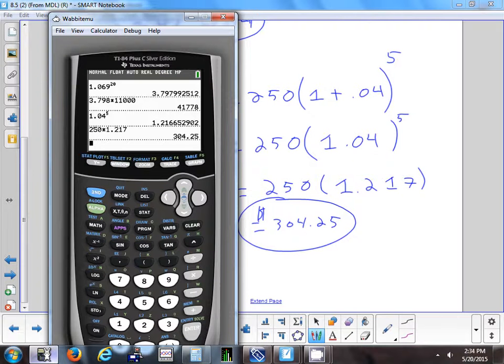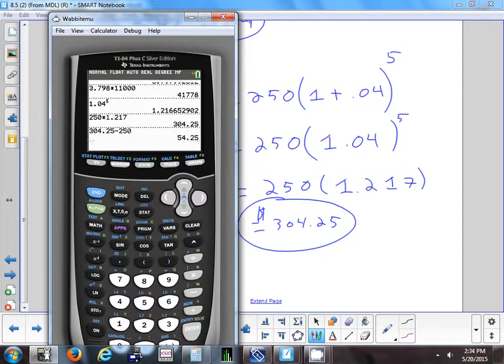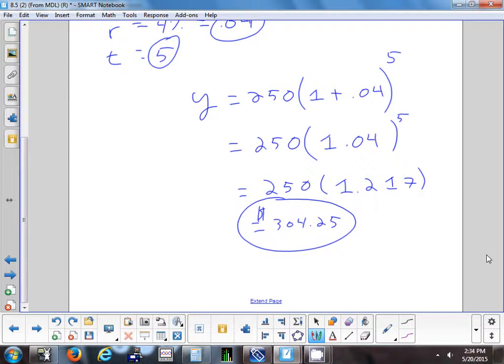Okay, so how much interest did the bank give you? Okay, guys, how could you figure that out? Okay, hold on, Spencer, I can't hear you. I'm asking how much money the bank gave you in interest. How would you figure that out? Take how much money you have now, take how much money you started with. So the bank paid you $54.25 in interest. Any question on that?